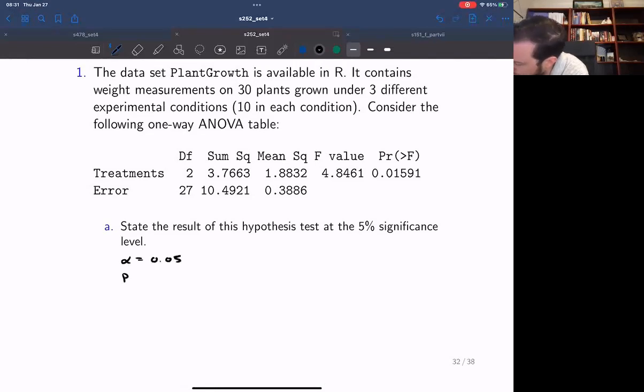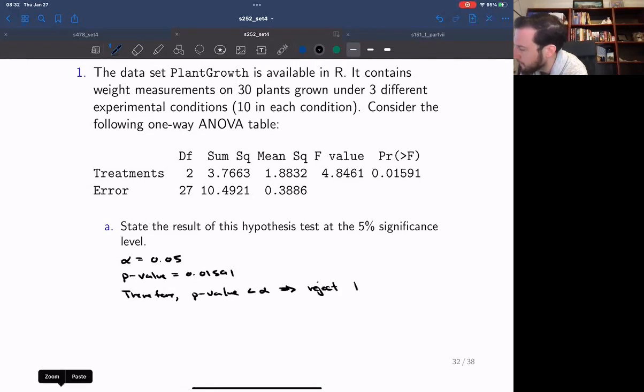We have the P value, a direct p-value is 0.1591. Okay, so therefore, the p-value is less than alpha. So we reject H0.